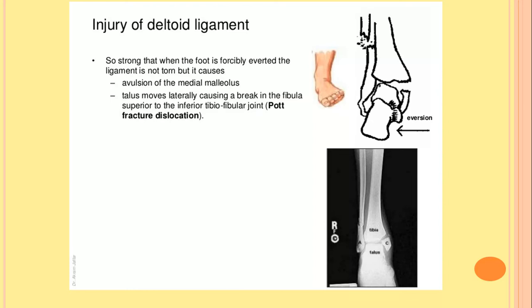So injuries to the deltoid ligament, we have seen here the mechanism, but the ligament itself is so strong that when this ligament is injured, there is avulsion of the medial malleolus, and because of movement of the talus laterally, the fibula is also fractured, and there is the Pott fracture dislocation of the inferior tibiofibular joint.